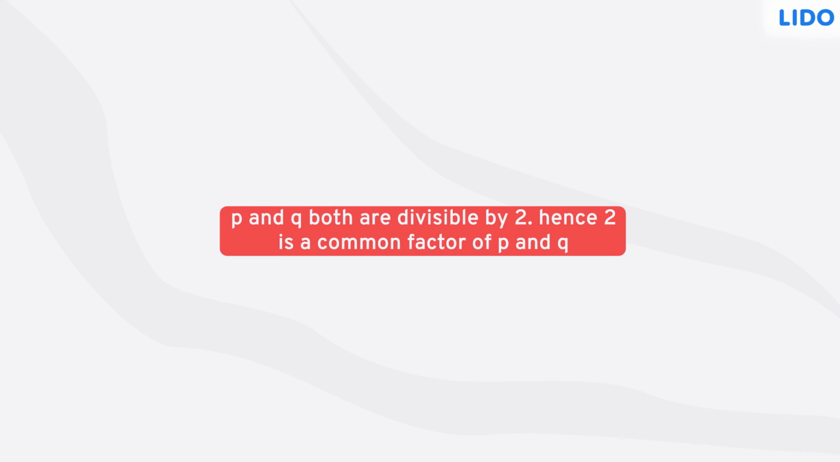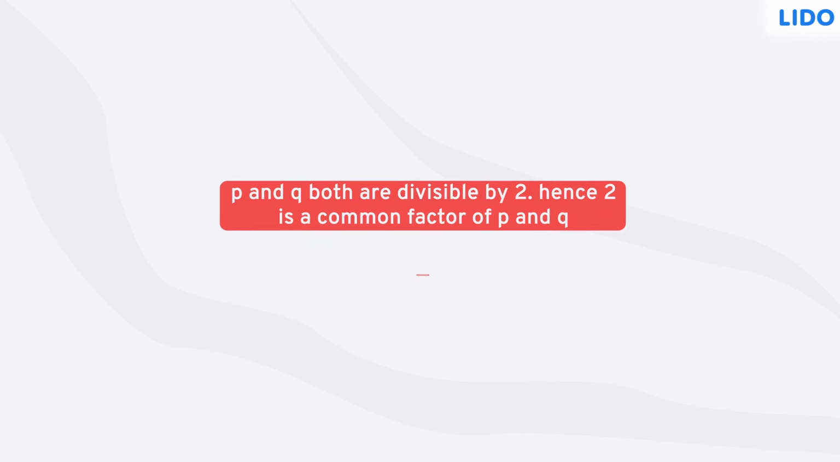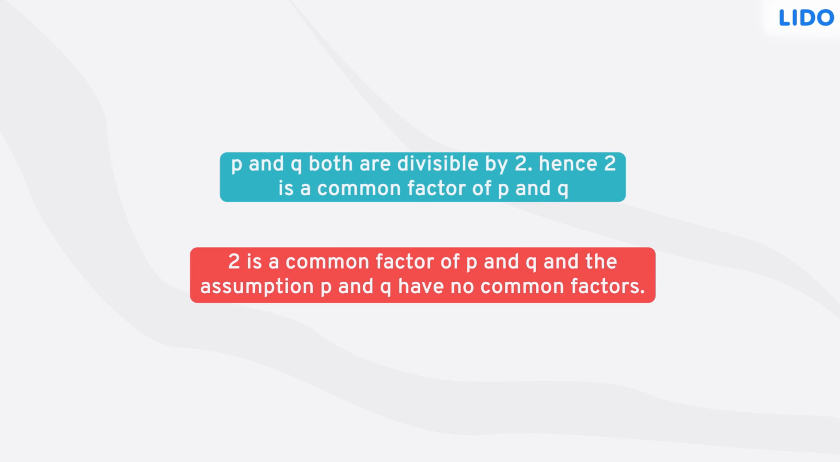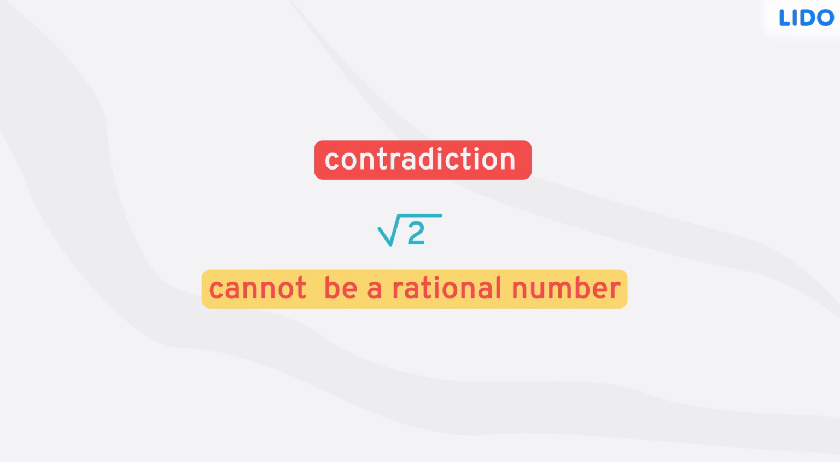Wait a minute. If both p and q are even, it means they have a common factor and that the common factor is 2. But when we started out, we assumed p and q have no common factors. Did we make a mistake along the way? No. This only means our assumption was wrong. And that means that the square root of 2 cannot be a rational number.